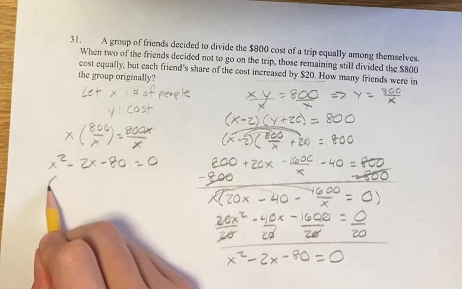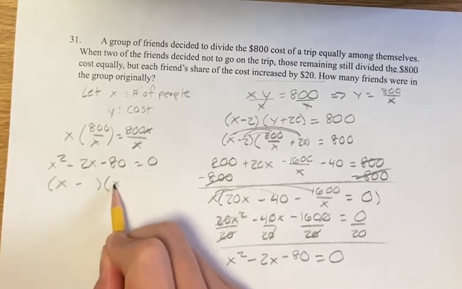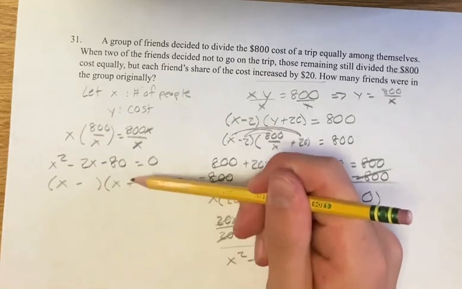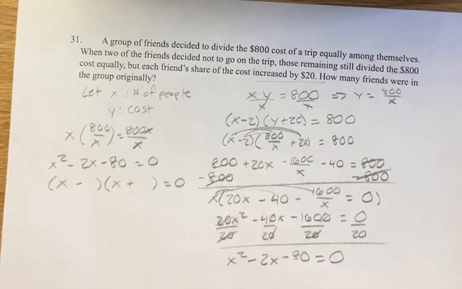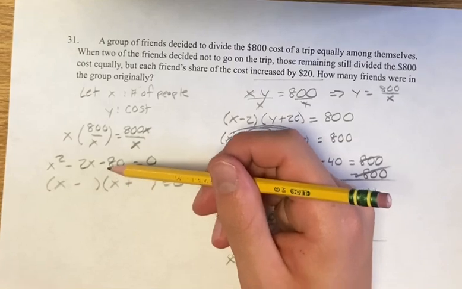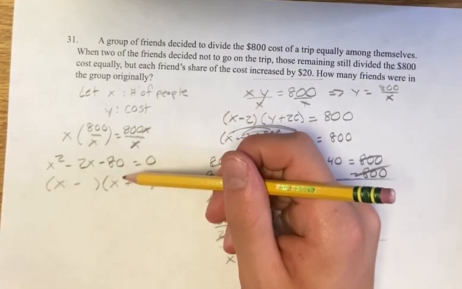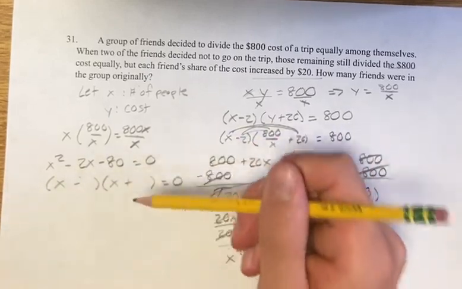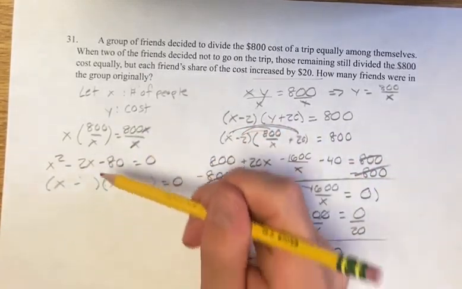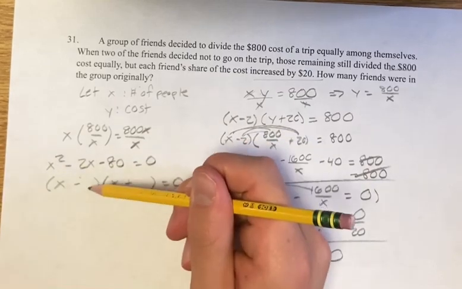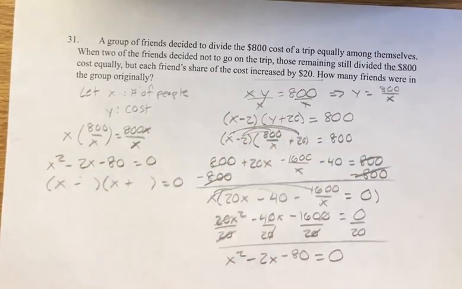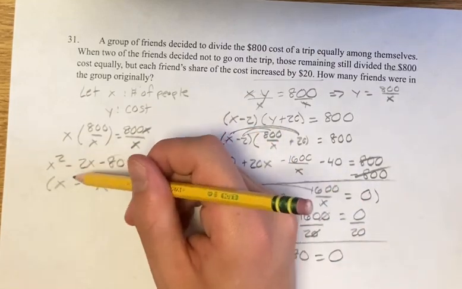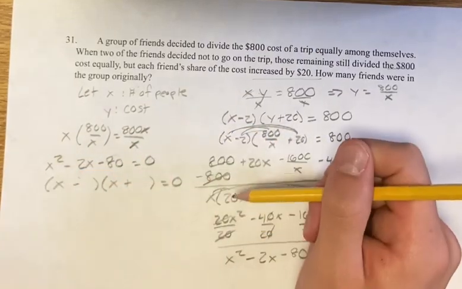And we want to get this in the form x minus something times x plus something is equal to 0. Why is one of them minus and one of them plus? Well, they have to multiply to negative 80. If you have two positive numbers, then they're going to multiply to a positive number. And if you have two negative numbers, the negatives are going to cancel, and it's going to be back to positive anyways. So the way that they multiply to a negative number is one of them to be negative and one of them to be positive. And they have to multiply to 80, and they have to add to negative 2.